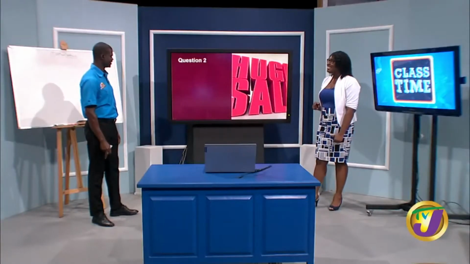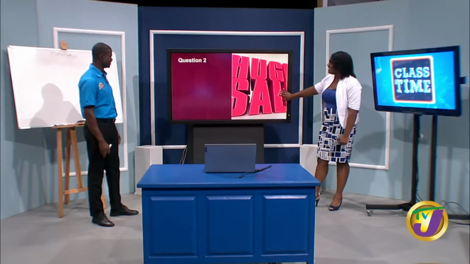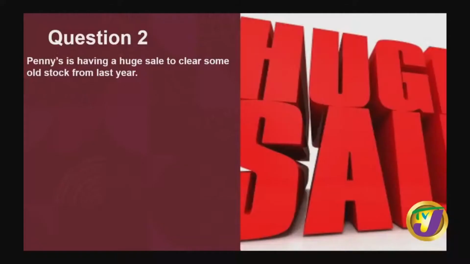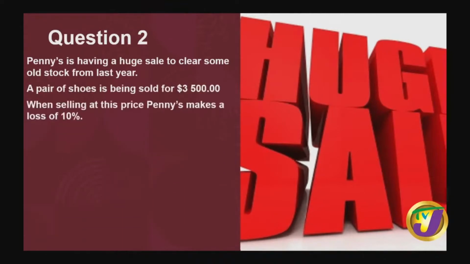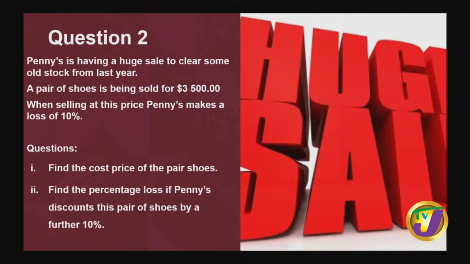All right, so now let's look at question 2. And the first thing that pops up is huge sale. I'm excited. So, Penny's is having a huge sale to clear some old stock from last year. A pair of shoes is being sold for $3,500. When selling at this price, Penny makes a loss of 10%. We're being asked now to find the cost price of the pair of shoes, and also to find the percentage loss if Penny discounts this pair of shoes by a further 10%.